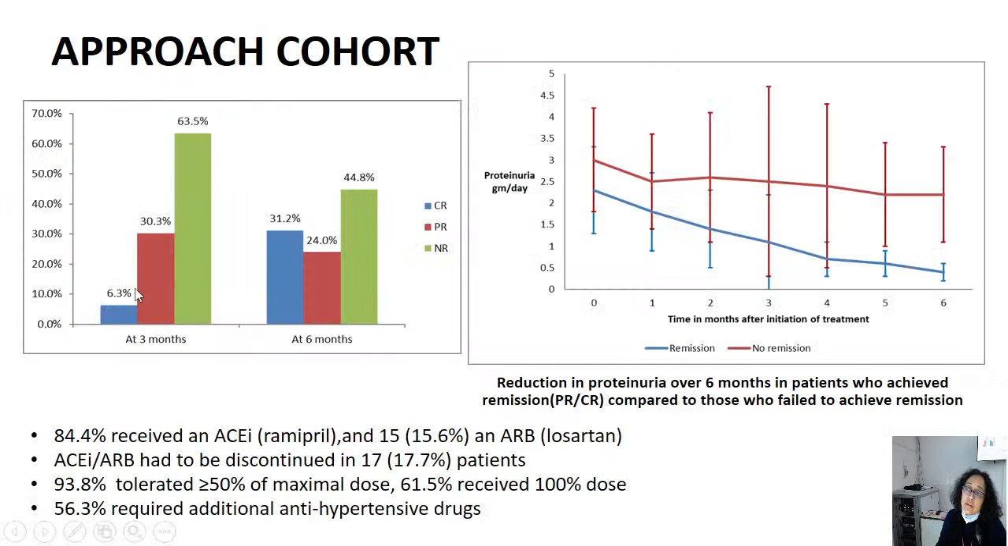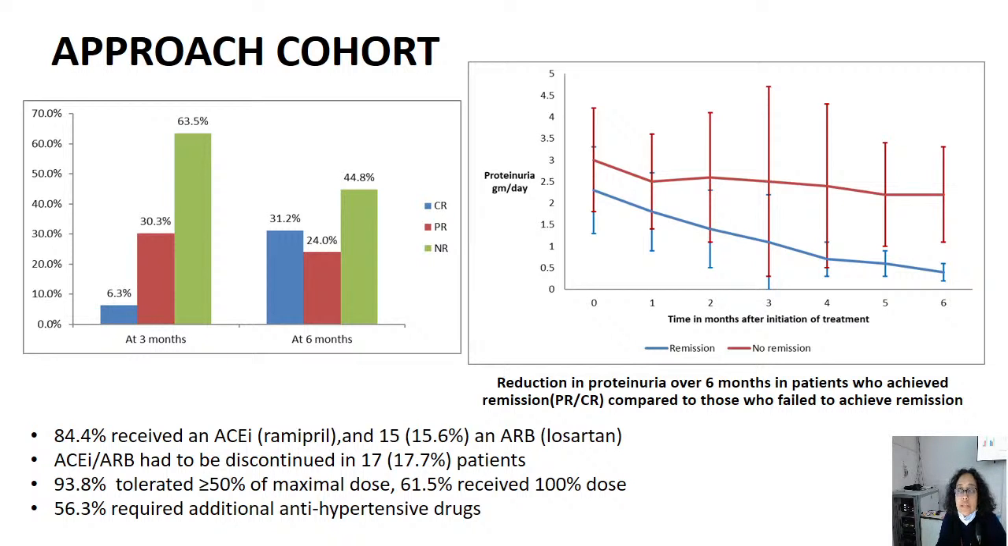At 3 months, 36% of patients had remission, of which only 6.3% had a complete remission, which increased to more than 50% at 6 months, and 31% of them had complete remission. So if you wait and watch with close monitoring, you can get away with just giving supportive treatment, but it has to be very closely monitored. 15% of patients required losartan because they could not tolerate ramipril, mainly because of cough.